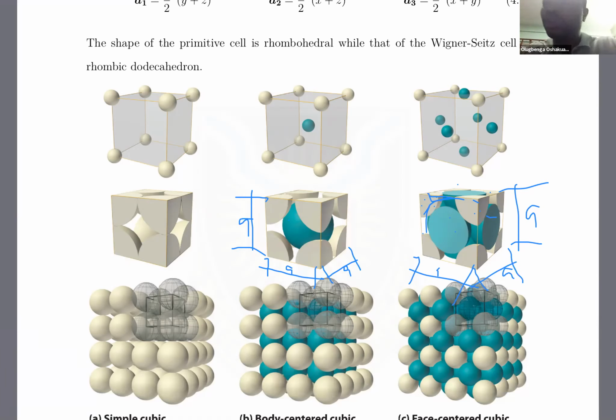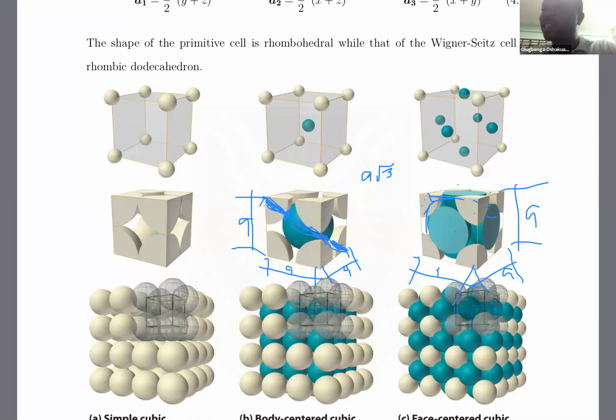A quick way to go about this is to know that in the body-centered cubic, you can calculate the body diagonal, the diagonal across the body. Within the body diagonal, that should be A root 3, or so. One quarter goes through the first sphere, half goes through the second sphere, and one quarter also goes through the third sphere. With that illustration, you can deduce what will be the radius of this sphere.